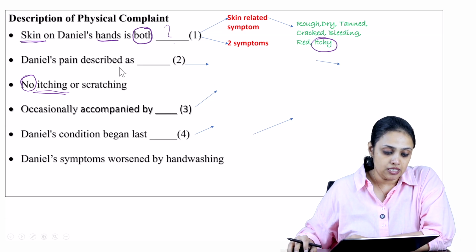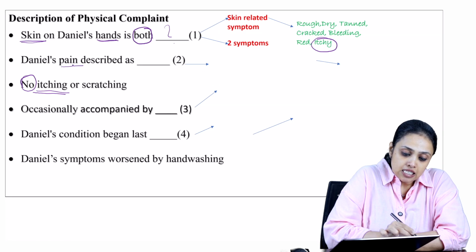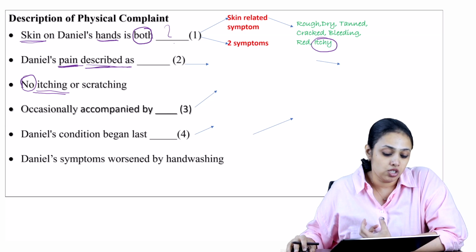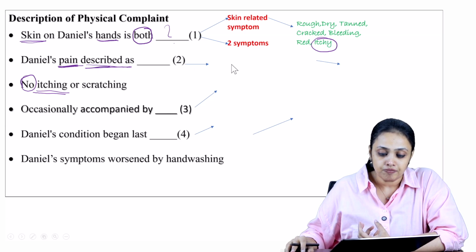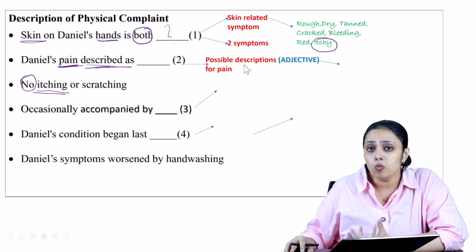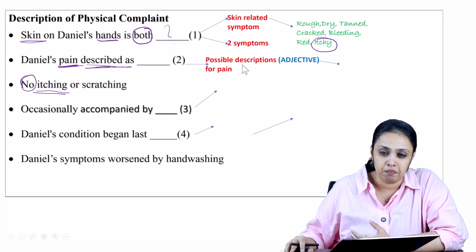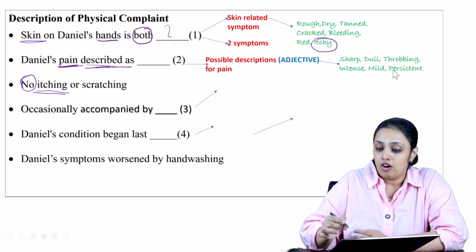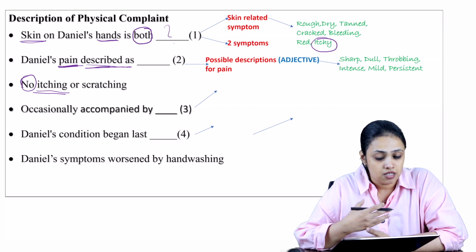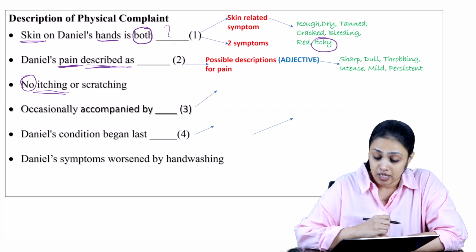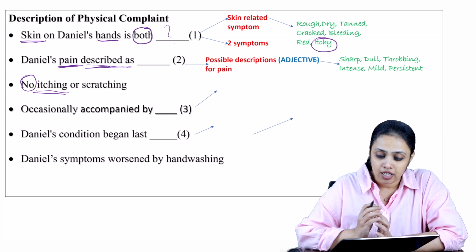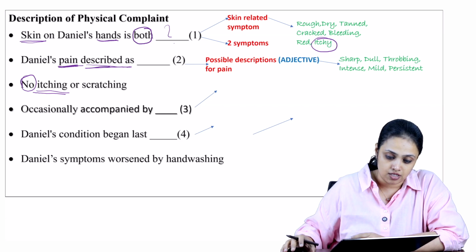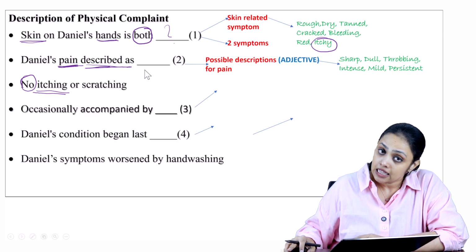Then moving on to the next point, Daniel's pain. Daniel's pain is described as. So what we can expect here is the patient might be describing the pain using an adjective, as in intense pain or mild pain, sharp pain, or persistent pain. Persistent as in it is constant, then intense means very sharp pain, or mild. So we should be looking out for a word which shows the intensity of the pain. That is what we are expected to hear in this blank.